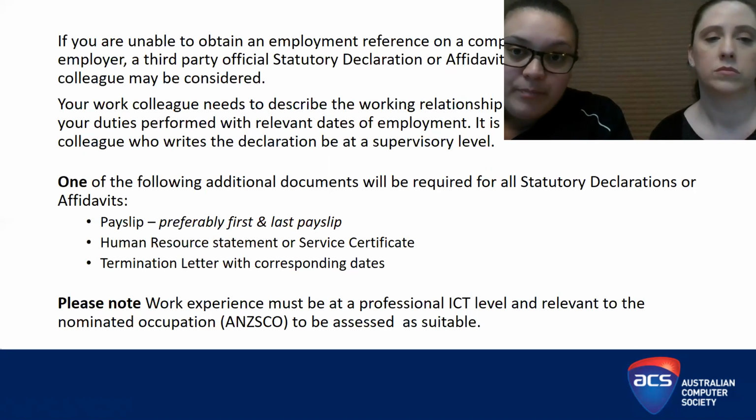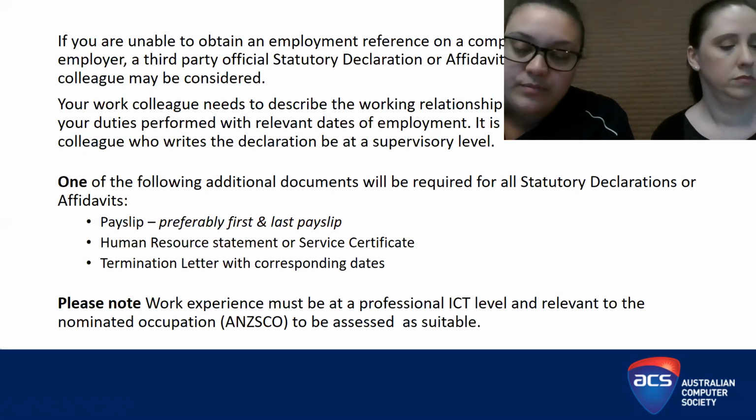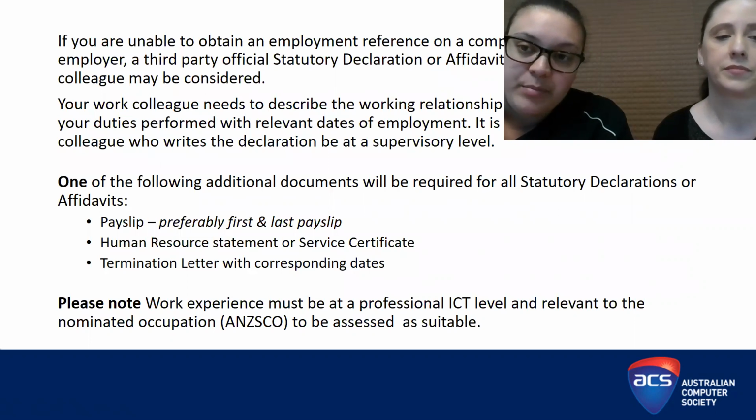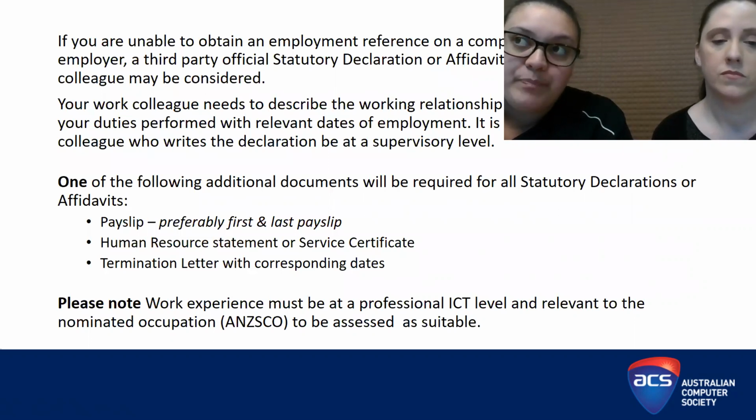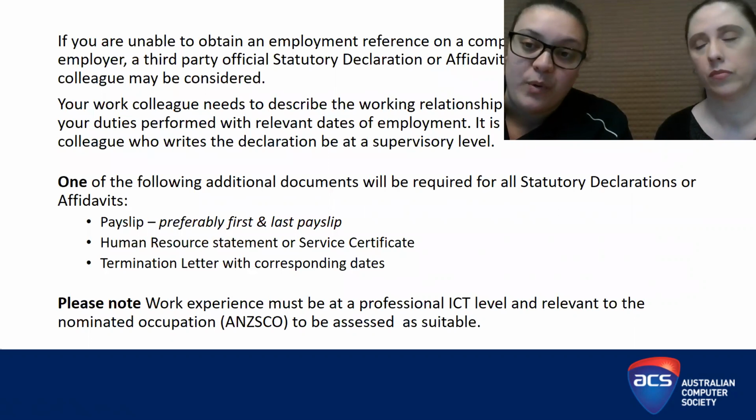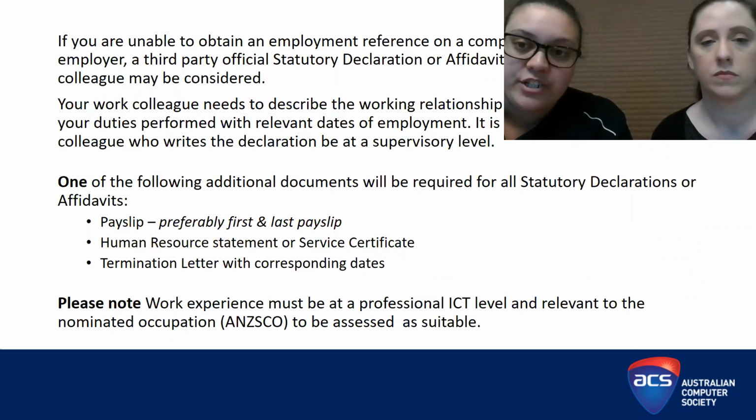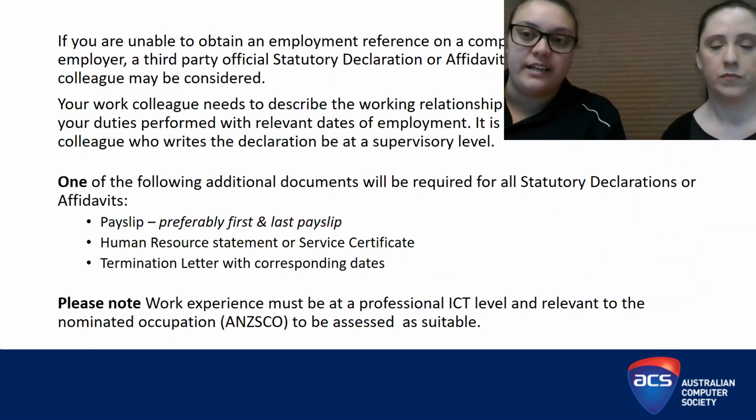Now, if you are providing the declaration, you can provide a piece of evidence, which is either a first and last payslip, a HR letter or service certificate, or a termination letter, depending if you've worked there or you've stopped, basically. And it all needs to be at a professional ICT level. Now, we do get a lot of questions beforehand. We're not going to know until we actually get the assessment, and then our assessors assess the documentation and have a thorough look for you, basically.